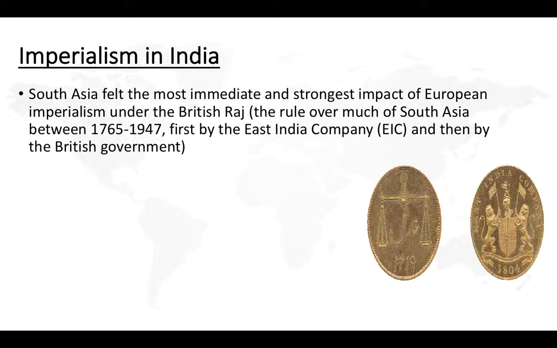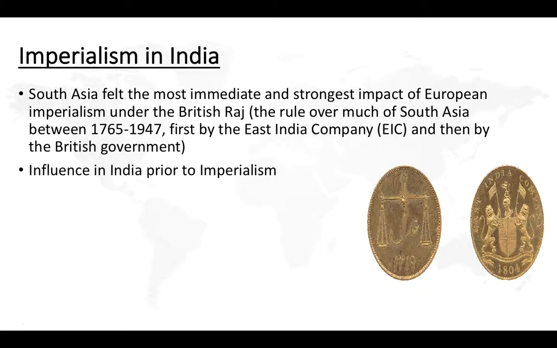South Asia felt the most immediate and strongest impact of European imperialism, especially by the British. So much of their economy is going to be controlled by England, and England even almost sets up a new government system in India. And we call this the British Raj. And that's the rule over South Asia between 1765 and 1947, first by the East India Company, a joint stock company, and then eventually by the British government. So you can see just how long that time period is that they're going to rule over India.